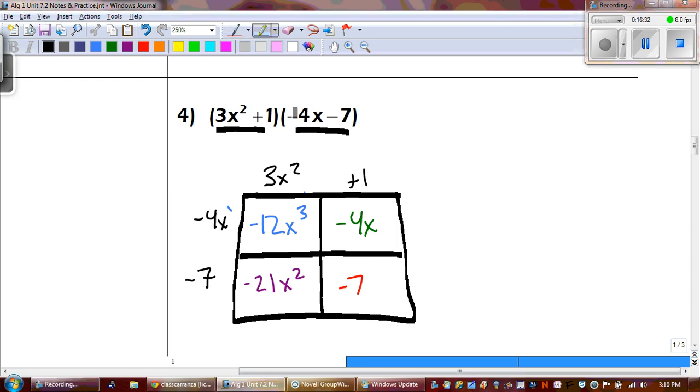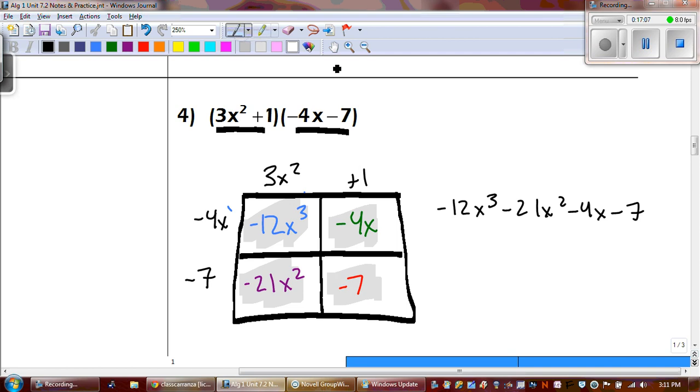Now looking at the boxes, do we have any like terms? Hopefully you're saying no. So I'm just going to write these down in standard form now. We got the negative 12x cubed. Next we have negative 21x squared, kind of marking off the ones that we did. Then the negative 4x minus 7. There we go.